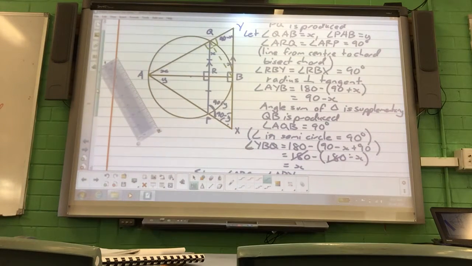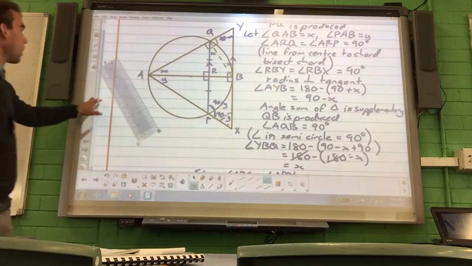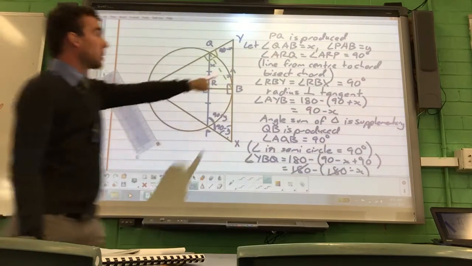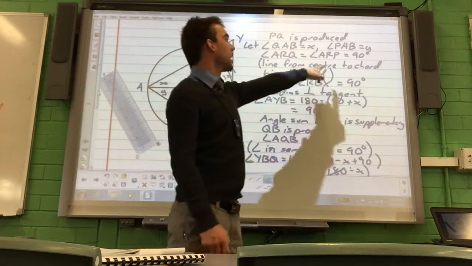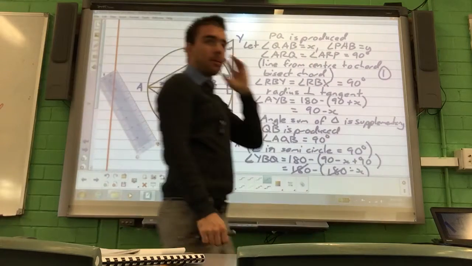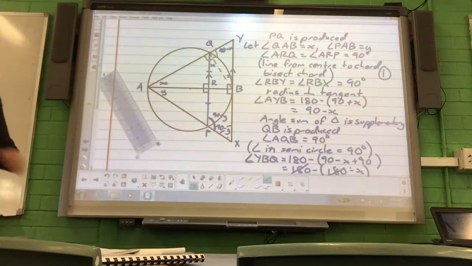Okay, but the good news for you guys is you've already stated that. Okay, the line from the centre to the chord bisects the chord. So let's label that way back up there, that property, number 1. Okay, because that gives you two properties that you need for your congruent triangles.